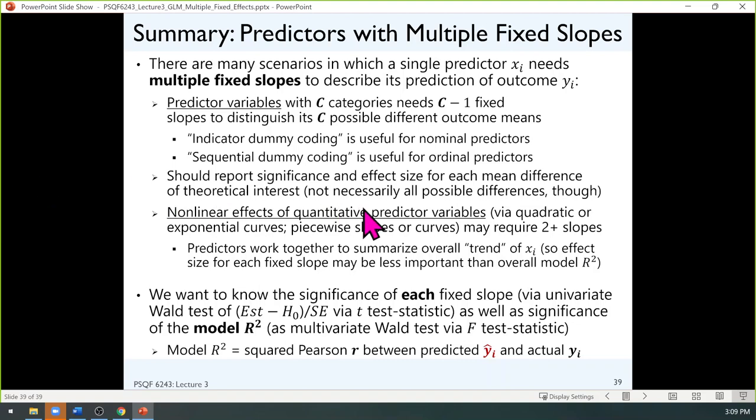Nonlinear effects of quantitative predictors. We can do quadratic slopes, exponential slopes, piecewise slopes. So if you hypothesize that as x increases, y stops increasing at some point, those kinds of hypotheses require nonlinear functions. And we would want to report the significance and effect size of the model as well as each individual slope, where F tells us whether or not we have a significant prediction, and R squared is the effect size for how good the model is at predicting the outcome.